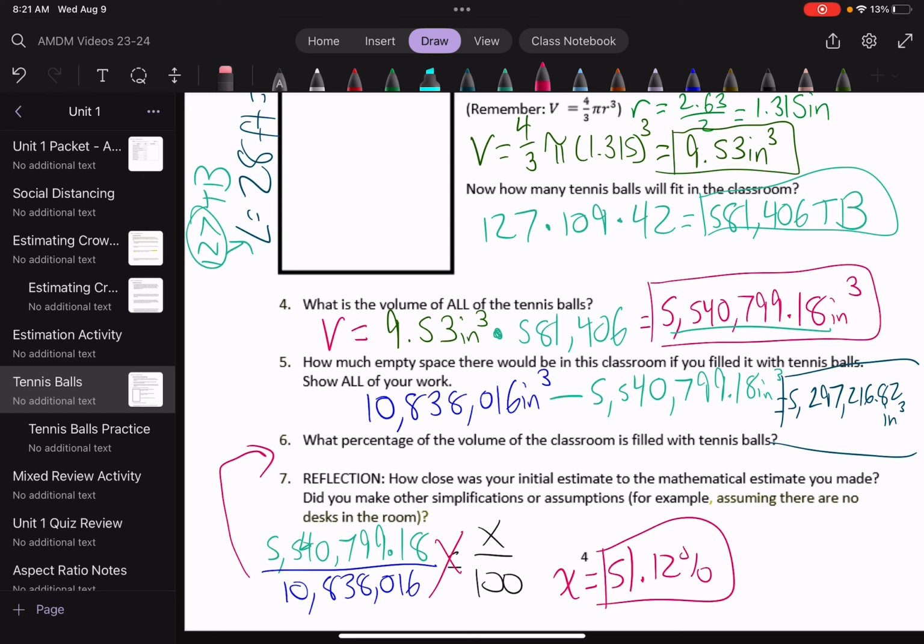Realize we were making the assumption that no desks were in the classroom. So what would happen if we did have desks? We would have to subtract that from the total volume of the classroom. There's a lot that we can do here. I hope this gives you an idea of how we can estimate capacities within a space though.